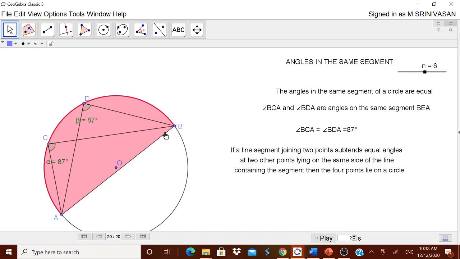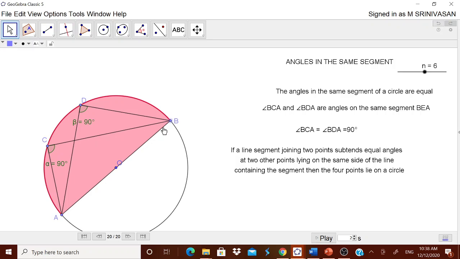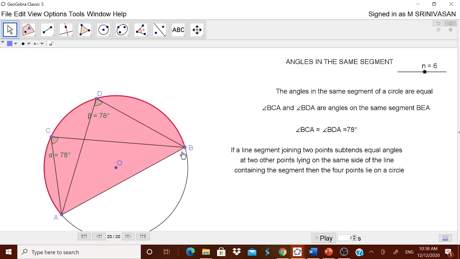Now you can ask them to make it exactly pass through the center, and you can tell that this is a diameter, therefore the angle made in a semicircle is 90 degrees. That also they can check over here.